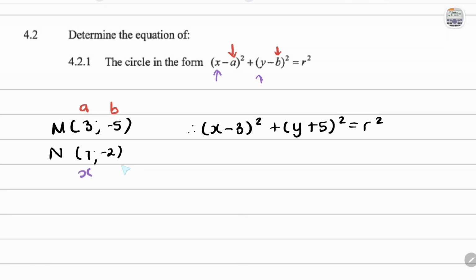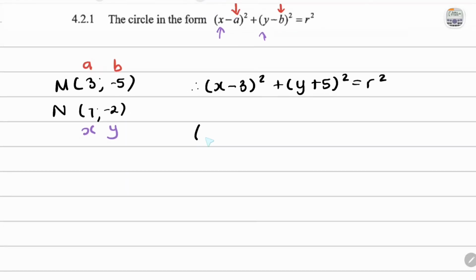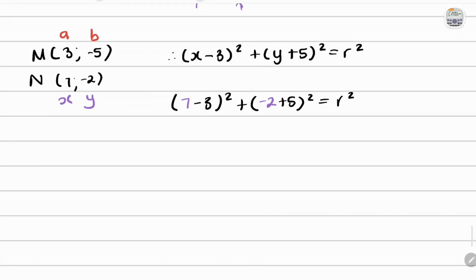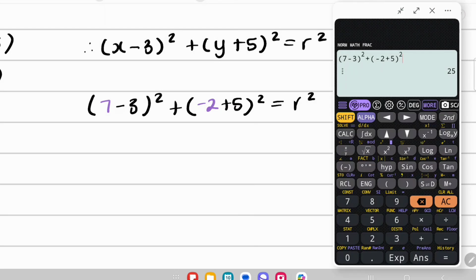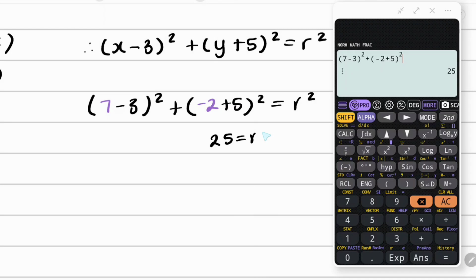So this is going to be our x and our y value because it's just a point on the circle. So that is going to be 7 minus 3 all squared, plus, and the y value is negative 2, so negative 2 plus 5 all squared is equal to r squared. And then you can just put this into the calculator so that you can get r squared straight away. When we put it in the calculator, we get 25. So 25 is equal to r squared.